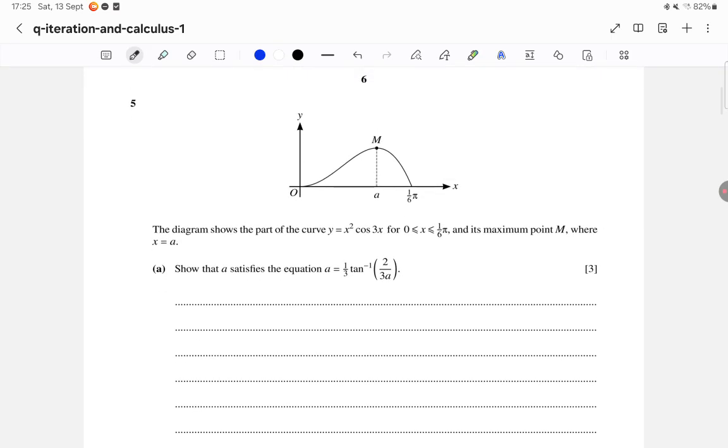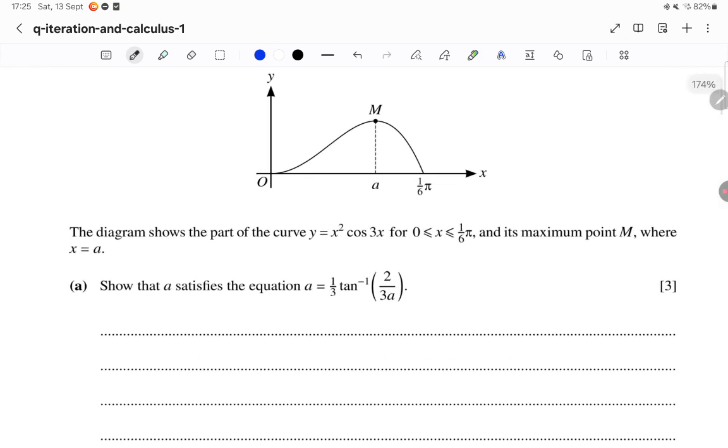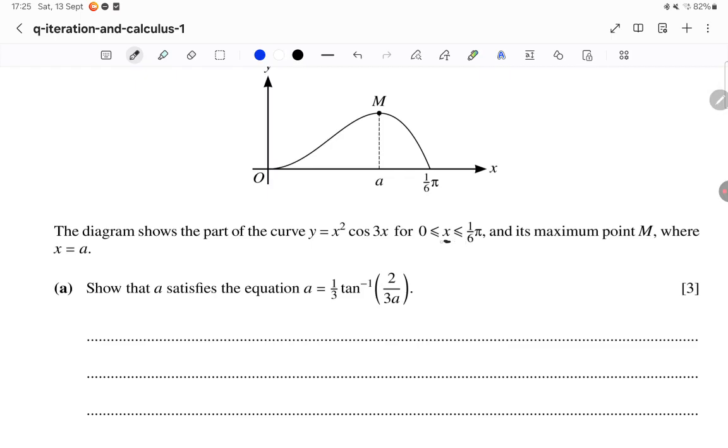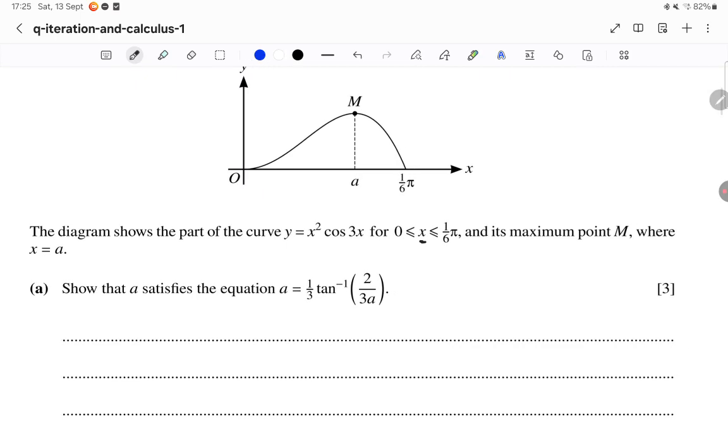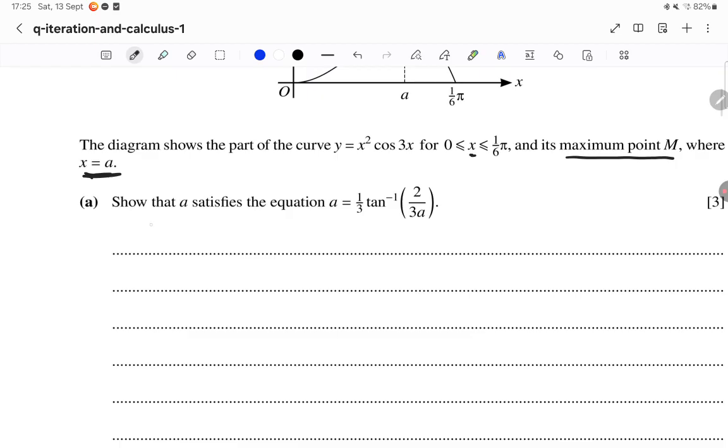Okay, all right, so let's jump into our first question, where we have a graph. The diagram shows part of the curve y equals x squared cos 3x for x between 0 and pi over 6, and its maximum point M where x is equal to a. So we have a graph here, and at its maximum point we have an x value of a. Okay, that's good. So show that a satisfies the equation a equals 1 over 3 tan inverse of 2 over 3a.